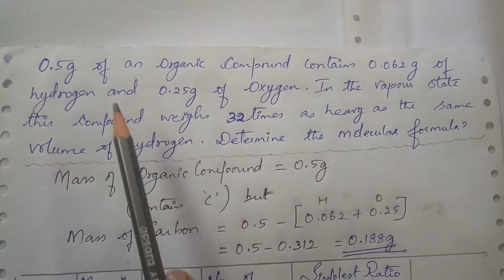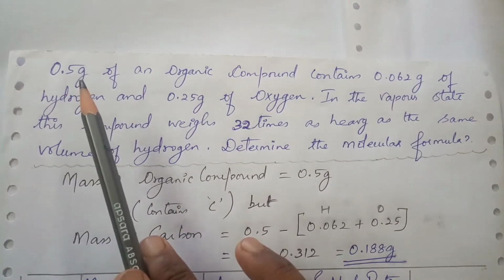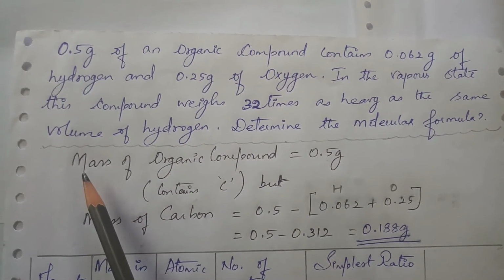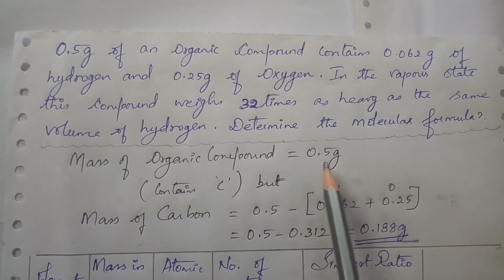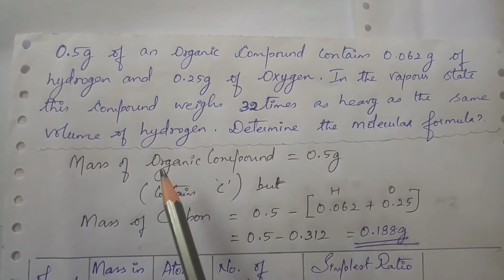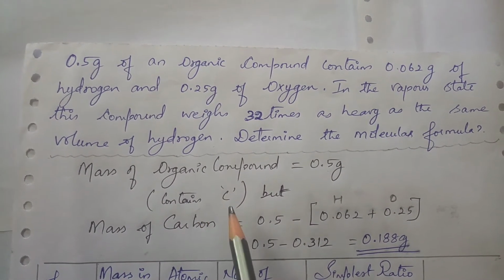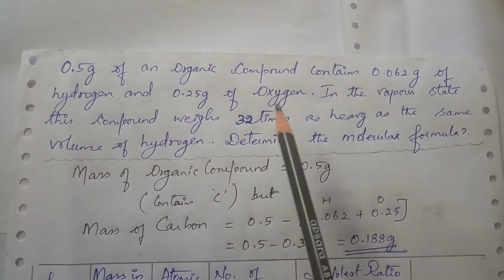Okay, for us they have given the total mass of an organic compound. Here we can see 0.5 gram. So let us list out what items are given over here. The mass of the organic compound is provided as 0.5 gram. But generally we know an organic compound must contain carbon. But in the question they have provided only the mass of hydrogen and the mass of oxygen.